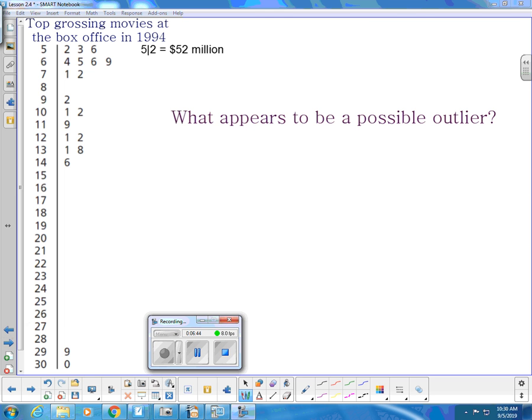Top grossing movies in the box office in 1994. Do you see an outlier or possible outliers? The bottom 2, right? So this is 299 million and 300 million. Any guesses? 1994, and I know you guys were not around. These are both going to be outliers.